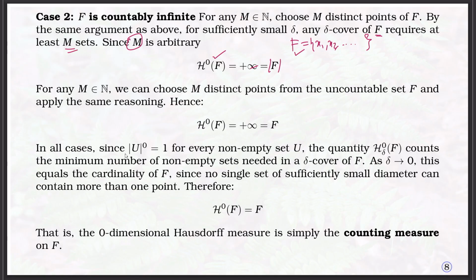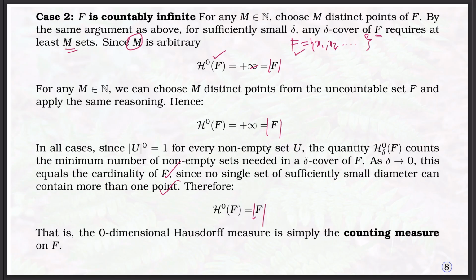In all the cases, since μ^0 is 1, the number of elements for every non-empty set μ, the quantity H^0_δ of F counts the minimum number of non-empty sets needed in a δ-cover of F. As δ tends to 0, this equals the cardinality of F. Since no single set of sufficiently small diameter can contain more than one element, therefore H^0_δ of F equals the cardinality of F.